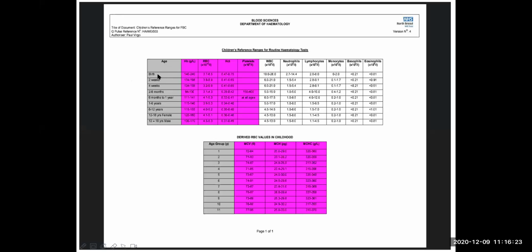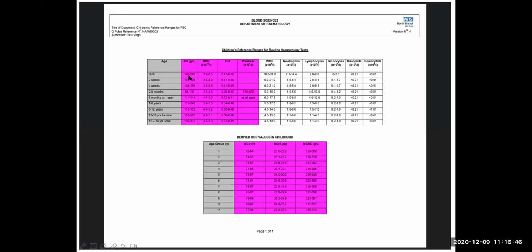Right at the birth, look at this value here. Hemoglobin, this is denoted in gram per liter, but you can also denote it in gram per deciliter. If you say gram per deciliter, it will be 14 to 24. But in gram per liter, 140 to 240.